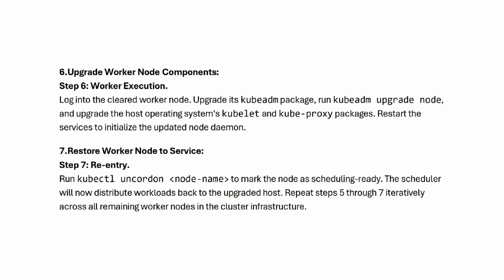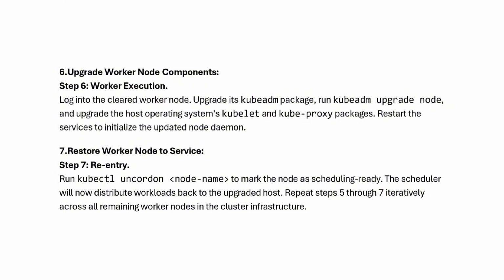After step 6 is done, we perform step 7, that is the re-entry, restoring the worker node to service. We perform kubectl uncordon with the node name to mark the node as scheduling ready. This ensures that the scheduler distributes the workload back onto the upgraded host which we have done, and we repeat steps 5 through 7 iteratively across all remaining worker nodes in the cluster infrastructure.